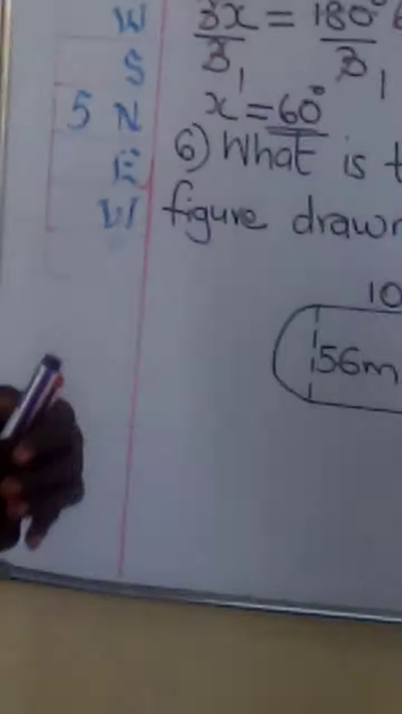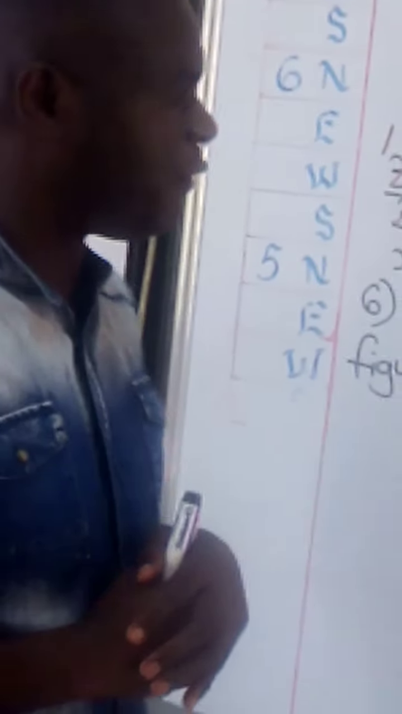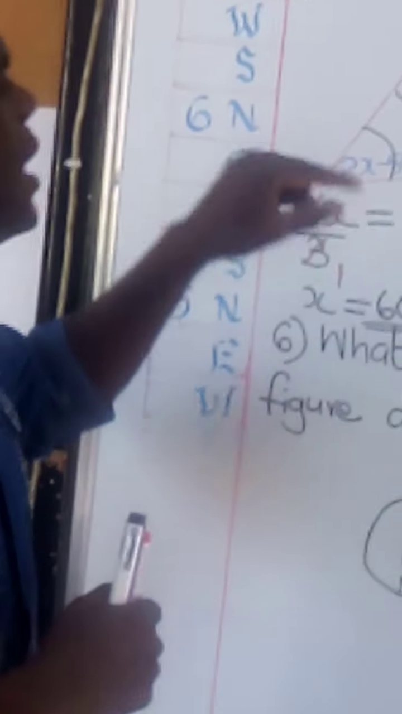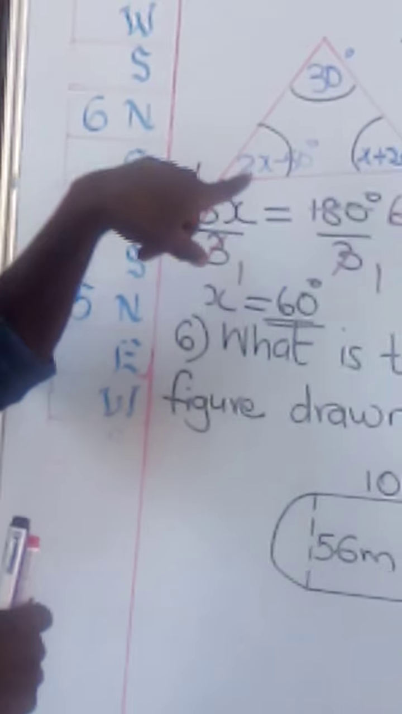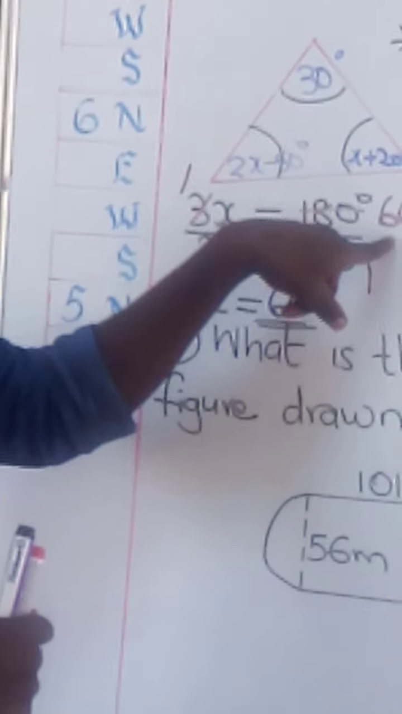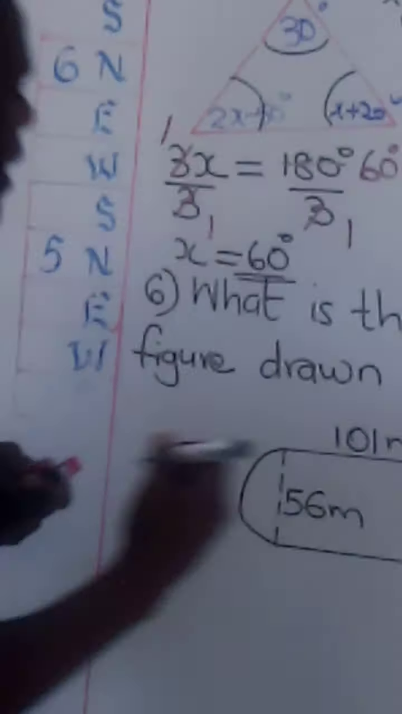After finding the value of x, boys and girls, we replace x with its value. As you all know, that is an angle that has, allow me to write here. I will wrap.